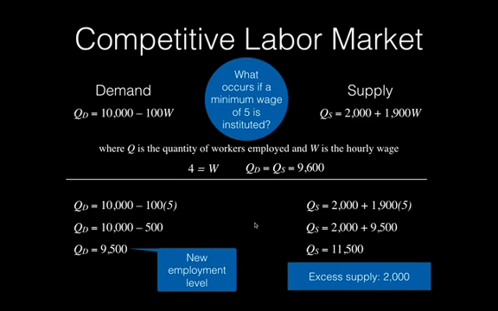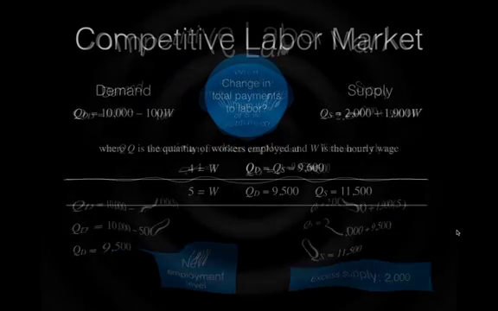And then if we want to see what the excess supply is, QS is 11,500, and QD is equal to 9,500. We subtract QD from QS, and that gives us the excess supply. And so we have 100 people who are laid off, but now we have an additional 1,900 people who have entered the labor market who weren't officially part of the labor market because the wage rate was too low. By raising the minimum wage to $5, this causes 1,900 individuals to enter into the market.